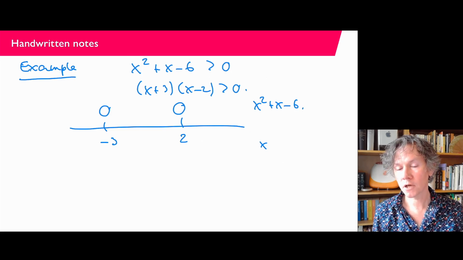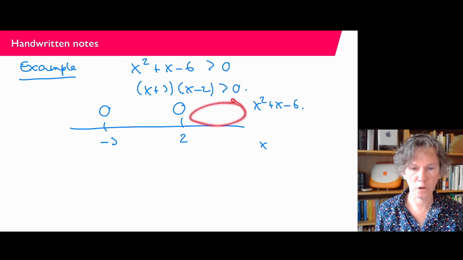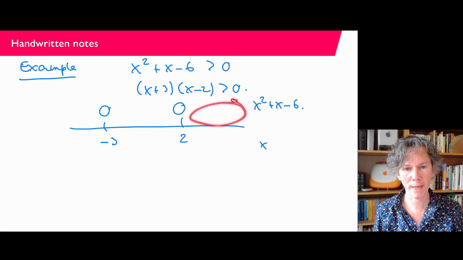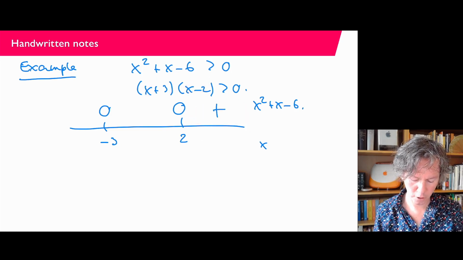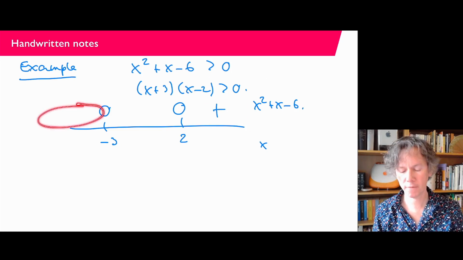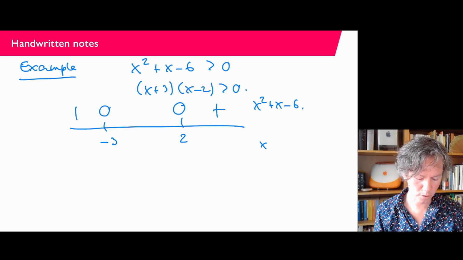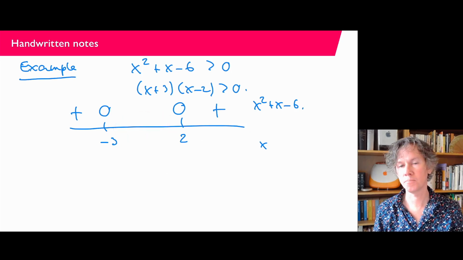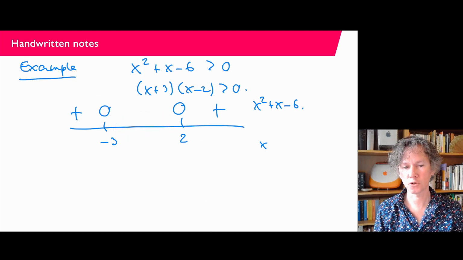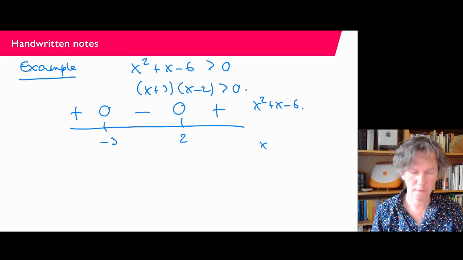To know what sign it has for values bigger than 2, so here in this region, should I put a plus or a minus? I'm going to pick 1000 and I get plus times plus. So I know that I have a plus here. In this region, that's also easy. I'm going to pick minus 1000 and I get negative times negative together. It's going to be plus again. And then in between minus 3 and 2, I can pick x equals 0. And for 0, I find 3 times minus 2. So that is going to be negative.